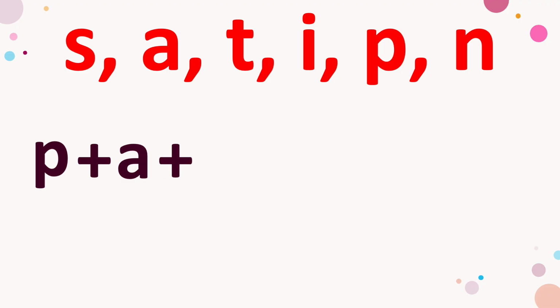Now we are going to read a four-letter word. So let's blend four sounds. What is this sound? P. And what is this sound? A. Let's blend: p, a, pa. And what is this sound? N. Shall we blend them? P, a, pa. Pan. And what is this sound? T. Let's blend them together.